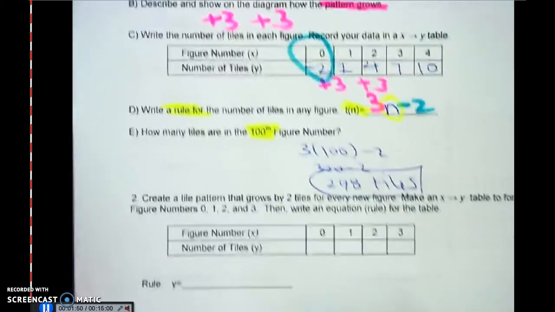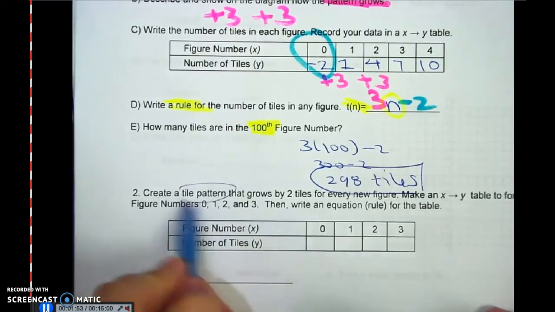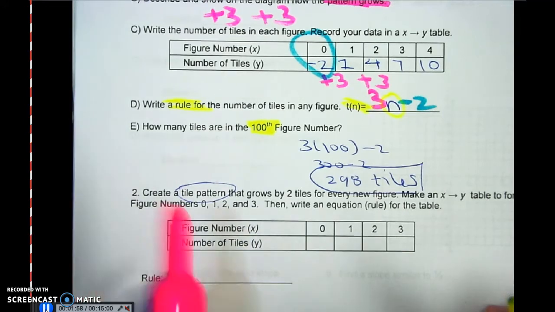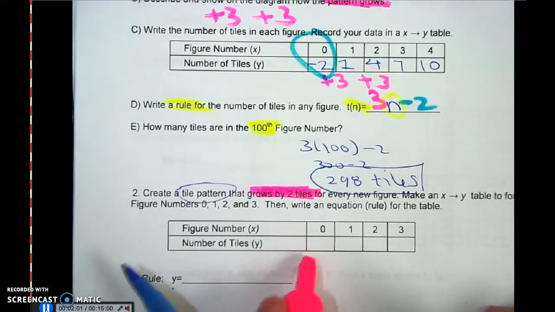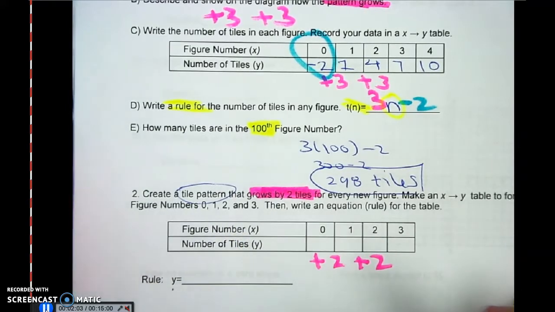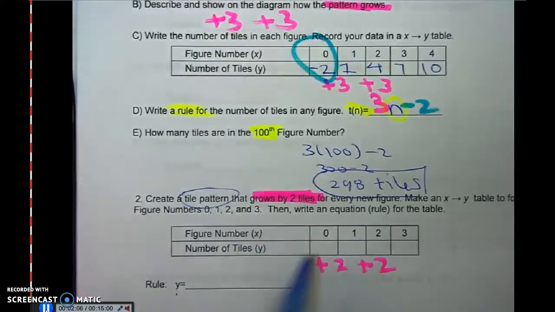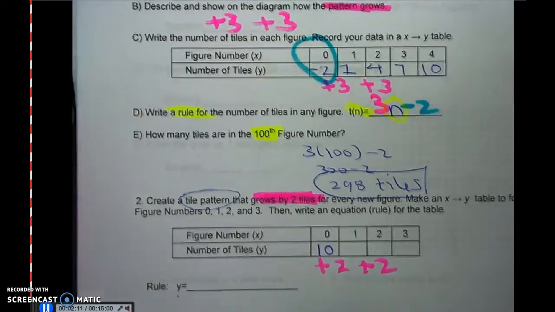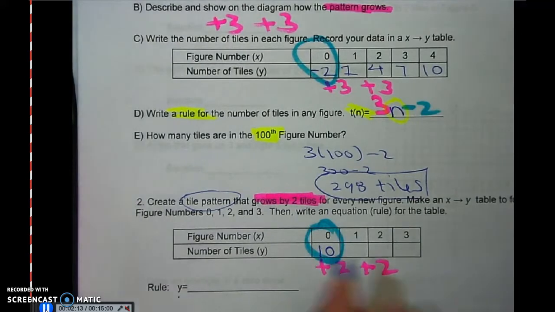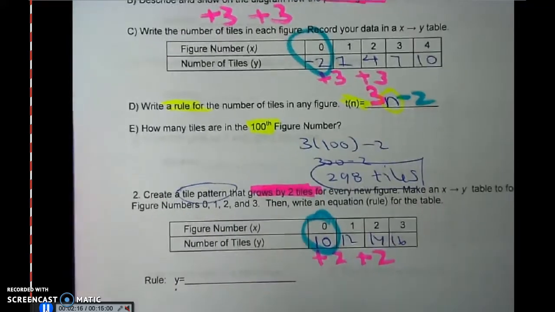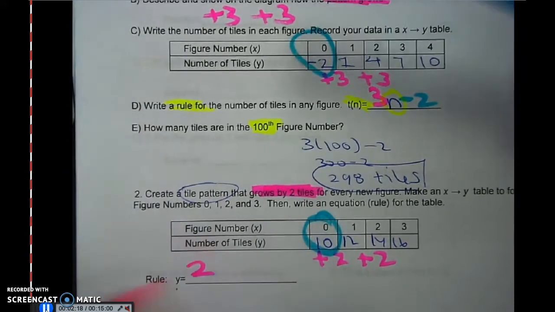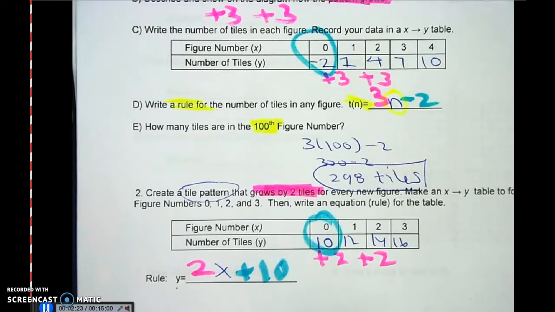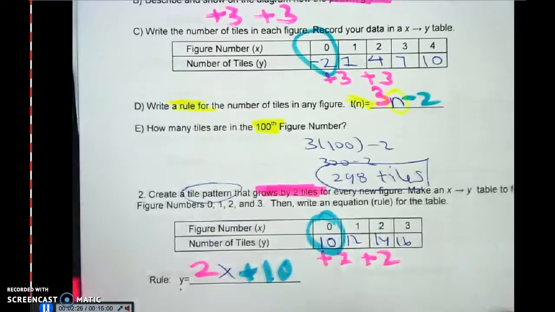Okay? In this one, they want you to create a pattern. So they want you to say the rule. Now it tells you that it grows by 2 every time, and that's it. So that means you get to pick the start. So pick your favorite number. I don't know. Let's make the number 10. I just felt like it. I could have made it 7. And the pattern goes up by 2. And so my rule is 2x plus 10. Now remember, if it just tells me the pattern, I get to pick the start.